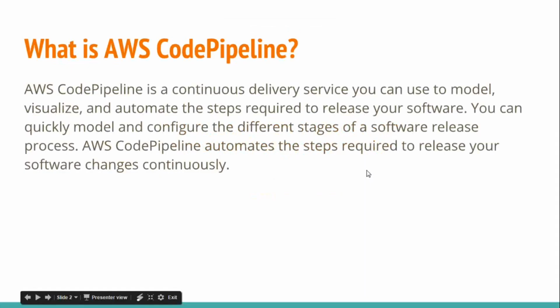So before we start, AWS CodePipeline. AWS CodePipeline is a continuous delivery service. You can use it to model or visualize and automate the steps required to release your software. You can quickly model and configure the different stages of your software release process. AWS CodePipeline automates the steps required to release your software changes continuously.